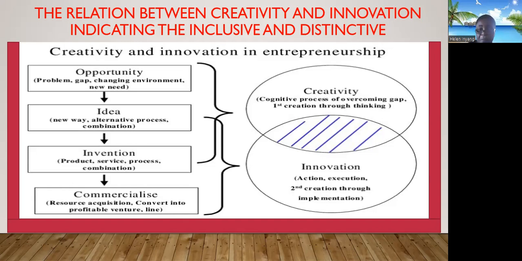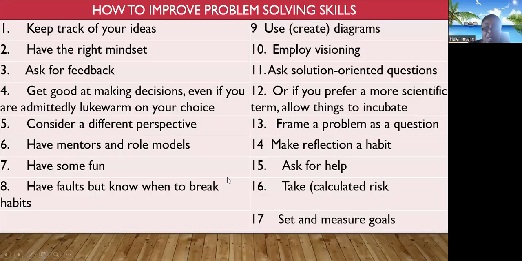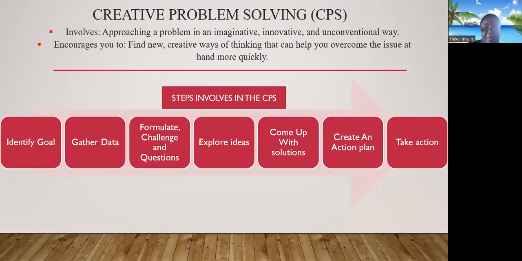Then, in a nutshell, creativity is a cognitive process of overcoming a gap. That is the first creation through thinking. While innovation is an action or execution. That is the second creation through implementation. That is the actual carrying out. Those are the relationships between innovation and creativity. Then we are quickly going to look at the different steps involved.